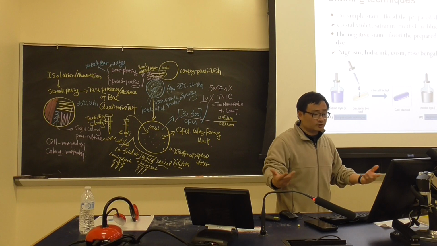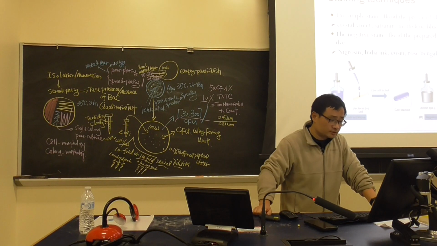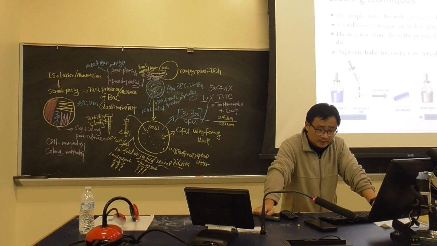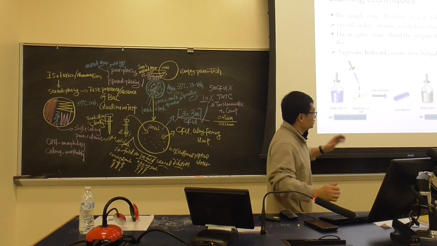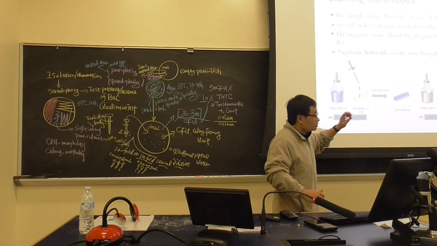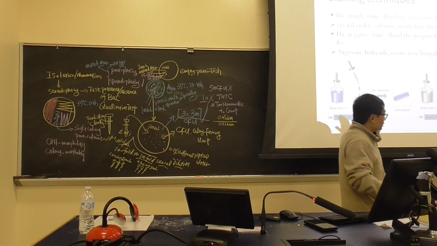Then we talk about staining technology. We have a simple stain, we have a negative stain. For simple stain, we're using dyes: crystal violet, safranin, methylene blue, carbol fuchsin. For negative stain, we have nigrosin, Indian ink, rose bengal, and acid fuchsin, all these things. Now, with simple stain, we are staining the bacteria. With negative stain, we are staining the background.